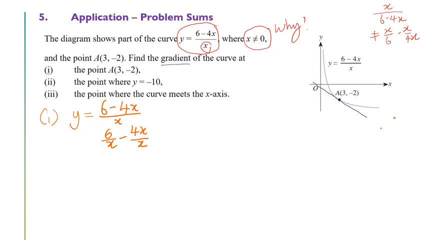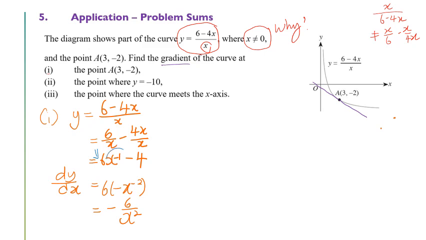Okay, so that simplifies to 6 over x minus 4x over x. Simplifying further will give you 6x to the power negative 1 minus 4. Right, so therefore we can go on to find the derivative, which is our dy/dx. Okay, this one we're applying the constant rule, where you just ignore the 6 and then you differentiate x to the power negative 1, bringing the power negative 1 to the front.